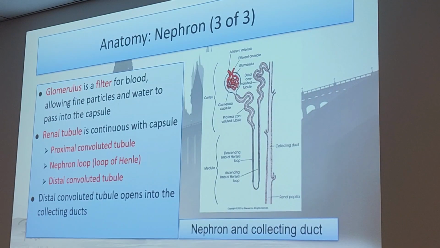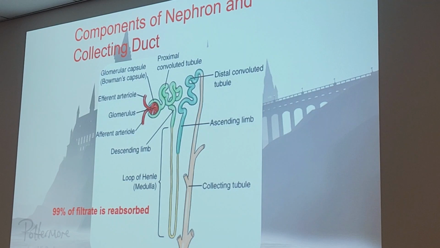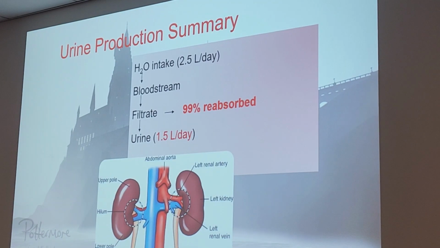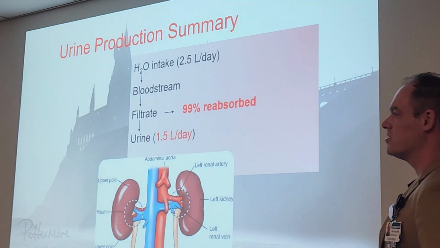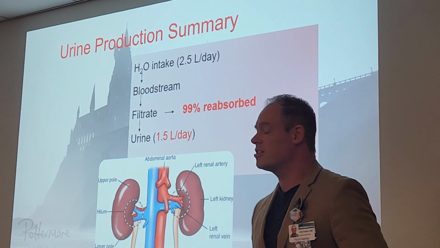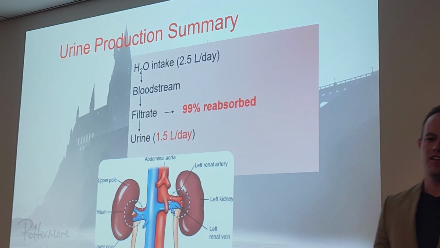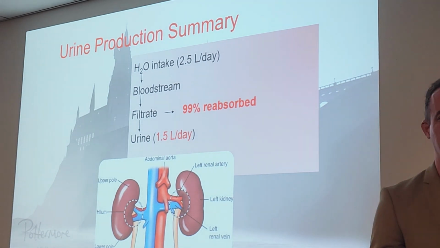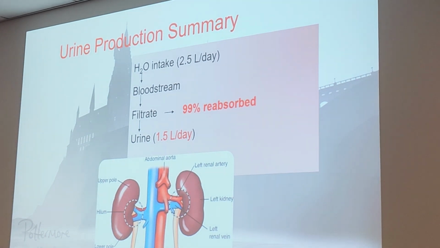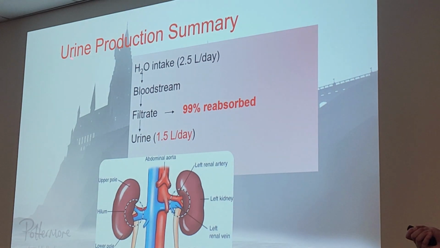But yes, you need to know all these parts. Where are we at? This is nephrons. We're gonna break down a nephron. We'll come back to that. So let's keep moving on, and we're gonna talk about our urine production summary. So we take in approximately 2.5 liters of water a day, or at least we should. If you're like me and you drink all that coffee, you're probably not drinking that much water. 2.5 liters a day. And once again, when we drink H2O or liquids, it does not go into our intestinal tract.